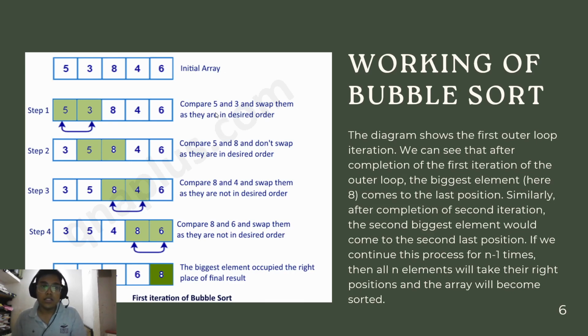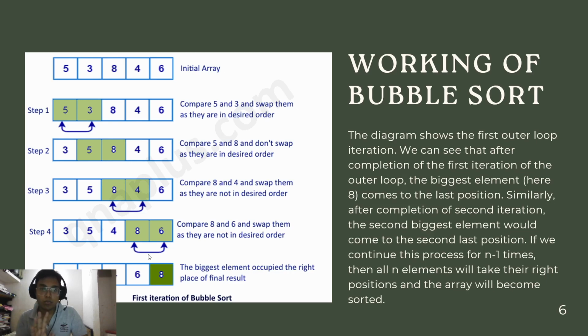So in the first step we compare 5 and 3 and swap them as they are not in the desired order. Second, when we compare 5 and 8, they are already in order, so we don't swap. Next, we check 8 with 4, and swap them because they are not ordered. Again, we check 8 with 6 and swap. After this, swapping is not needed because the biggest element is already at the last place. This is done by incrementing the value of i in each loop.